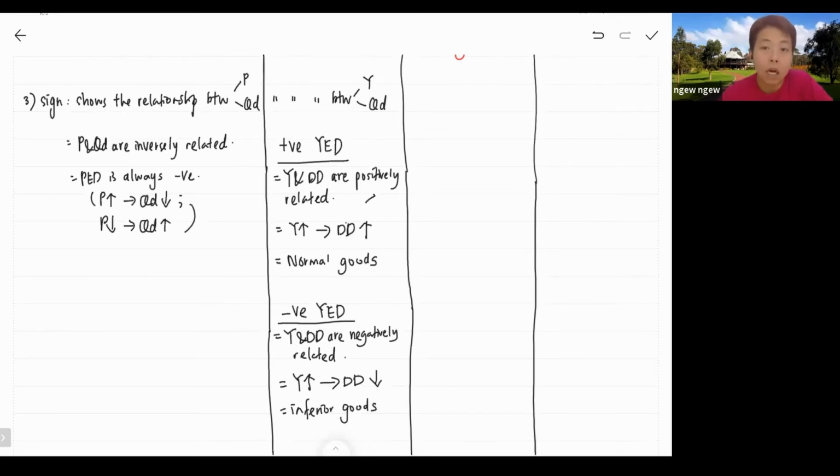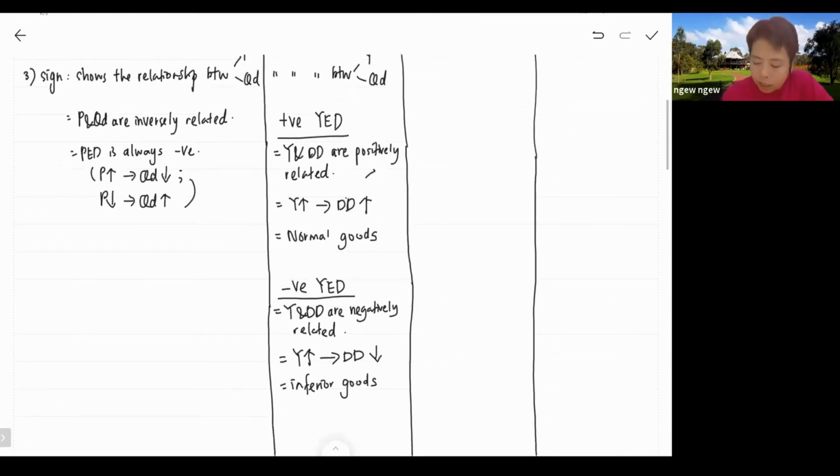So we call it the normal goods, so-called better quality goods or branded goods, whereas negative YED shows that income and demand are negatively related. So when your income rises, you will be buying less of this thing. Likewise, when your income falls, you will be buying more of this thing. And we call it the inferior goods, like used cars, used clothes, used shoes.